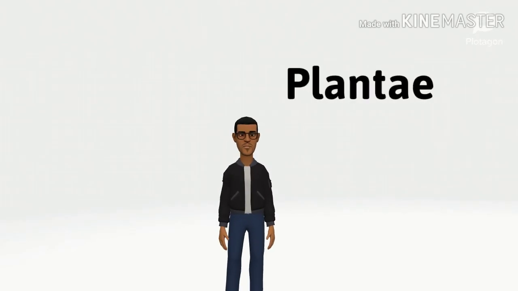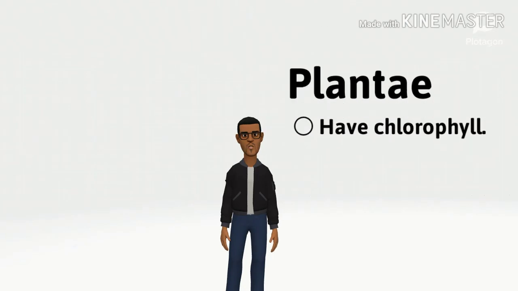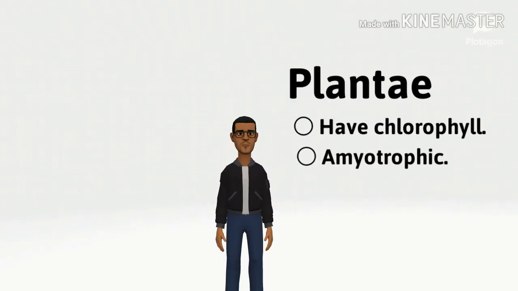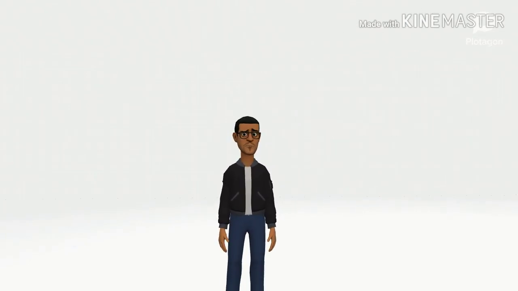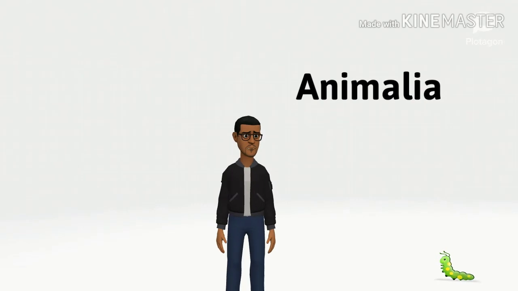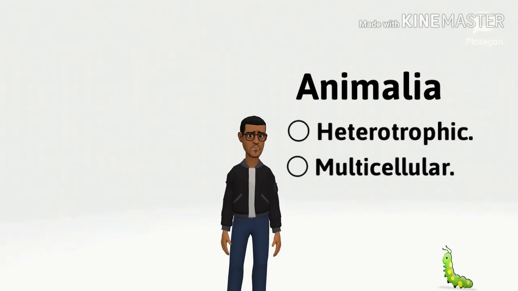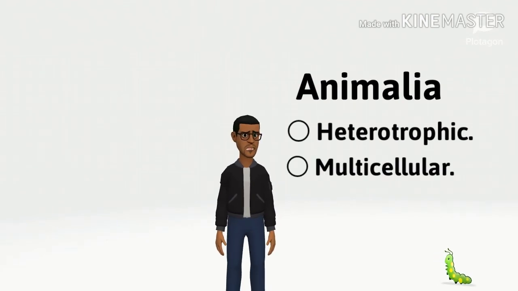The kingdom Plantae. They are organisms that contain chlorophyll and they are autotrophic. Autotrophic to mean that they create their own food. Animalia. The kingdom that all animals belong to, including insects too. Now, this kingdom contains organisms that are heterotrophic and multicellular. Heterotrophic means that they depend on other organisms to get their own food.